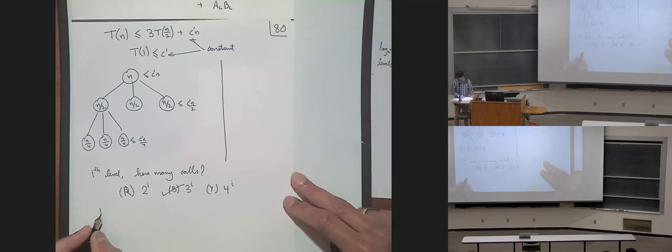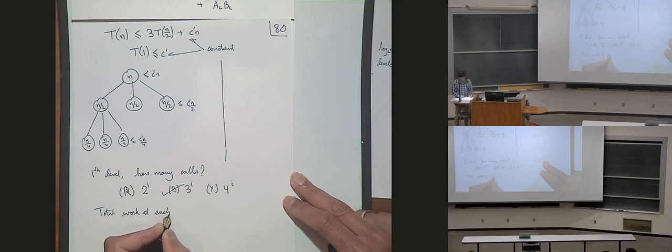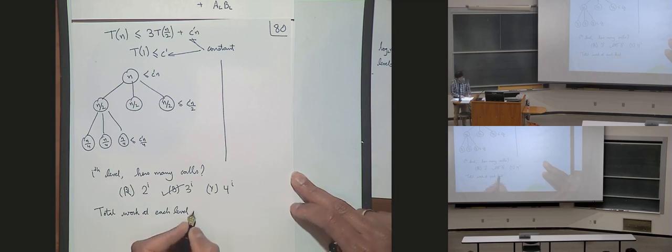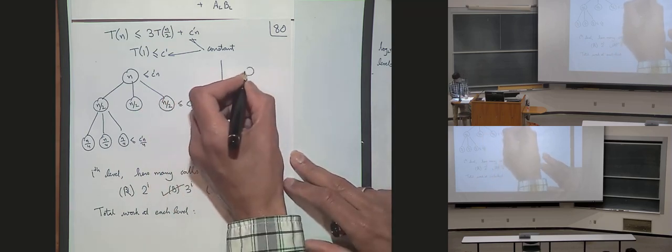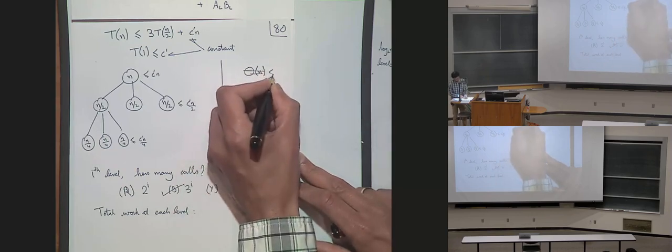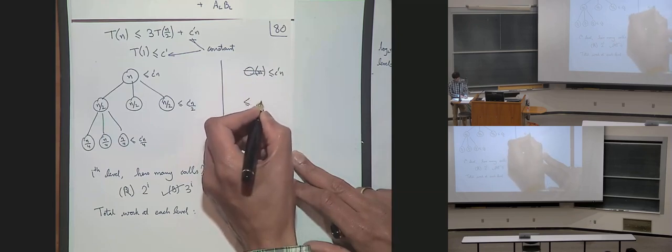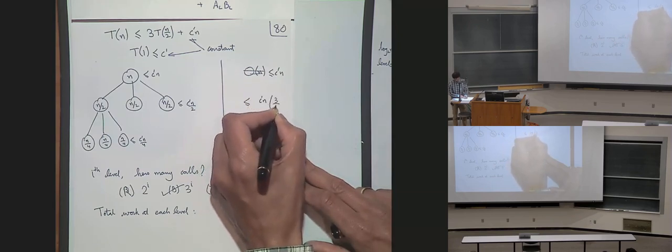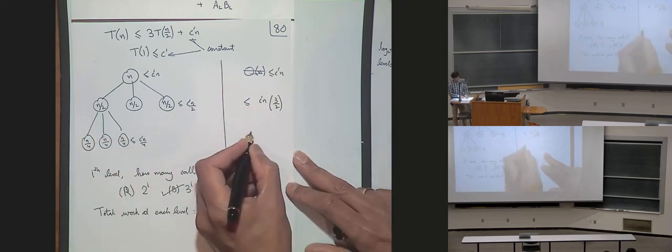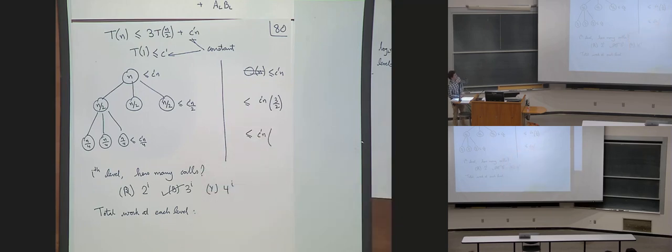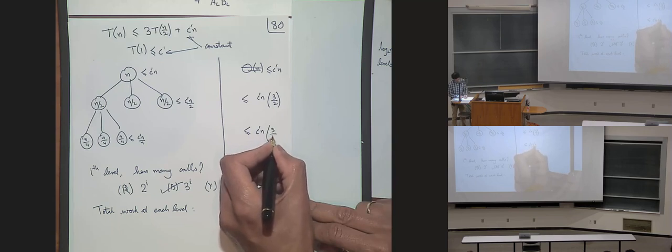So the total work at each level now becomes, I'll write this down here. You get O of n over here, or whatever, you get C prime n. Now what you get is C prime n times 3 over 2, because there are 3 calls. What do you get over here? 9 over 4, which, in terms of 3 over 2, is 3 over 2 squared. Right? So you get 3 over 2 squared.